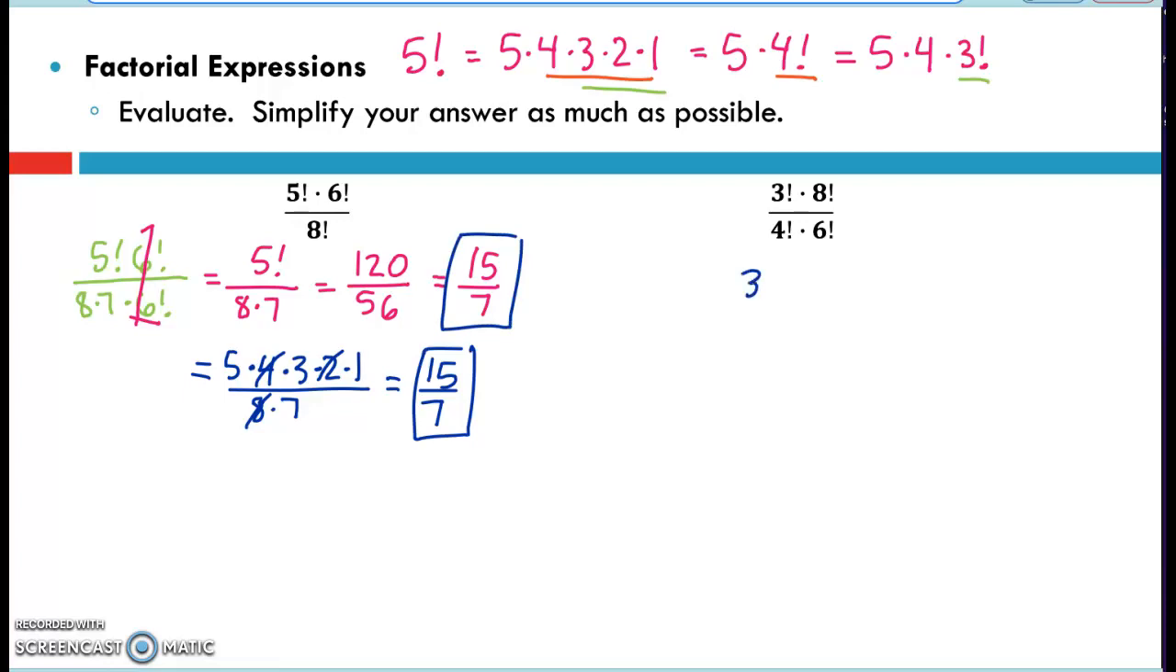Let's take a look at this one. This is 3 factorial over 4 factorial. Now I can make a 3 factorial over the 4. The 4 is 4 times 3 factorial, and why did I want to do that? Because I want those to go to 1.